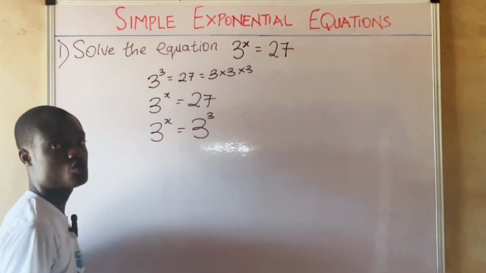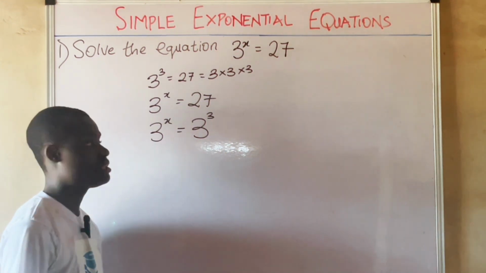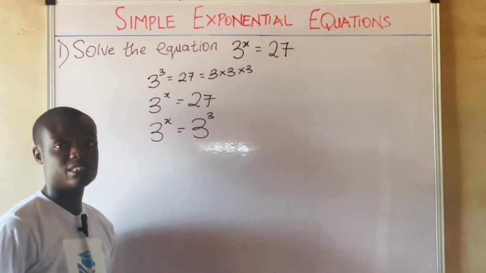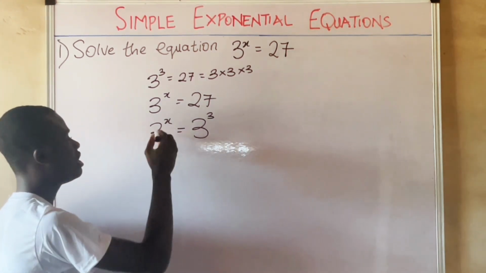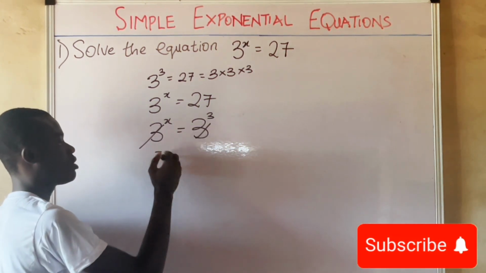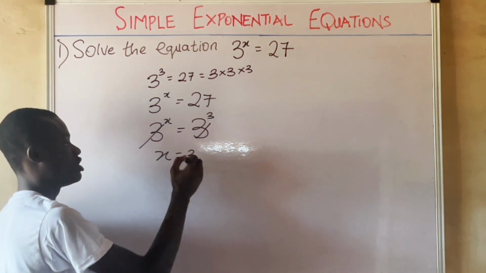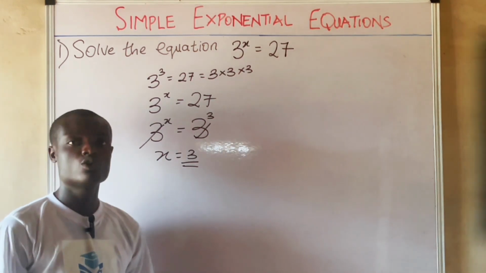So the first thing you have to do is to ensure that they share a similar base. Now when you have found that base, the next thing you have to do is to eliminate the base. So we eliminate 3. When we eliminate 3, our exponent becomes x is equal to 3. So therefore, for this equation, the value of x is equal to 3.